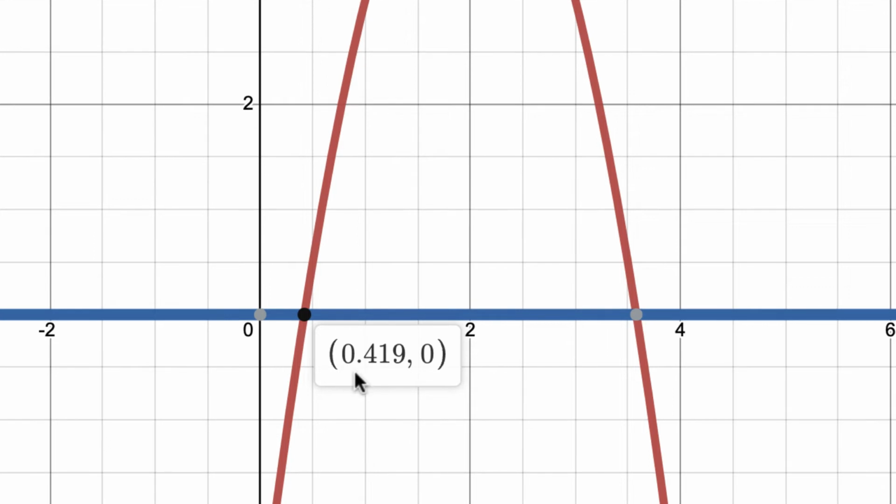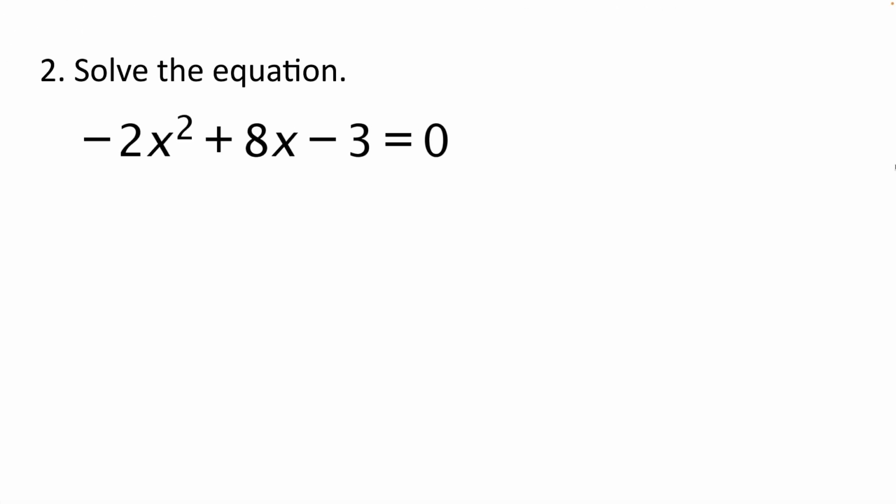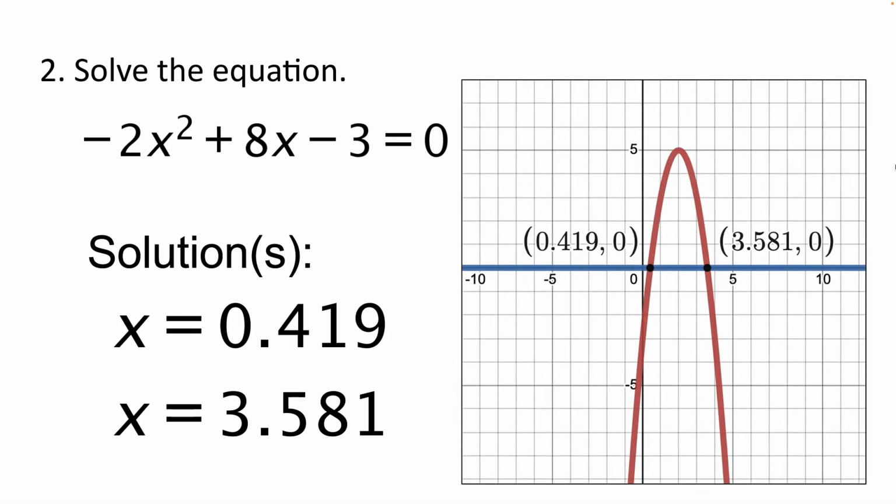The points 0.419, 0 and 3.581, 0. Since these graphs intersect at two points, the equation has two solutions. So when we graph the left and right-hand side of this equation, we found two intersection points. That tells us that the two solutions to this equation are x equals 0.419 and x equals 3.581.